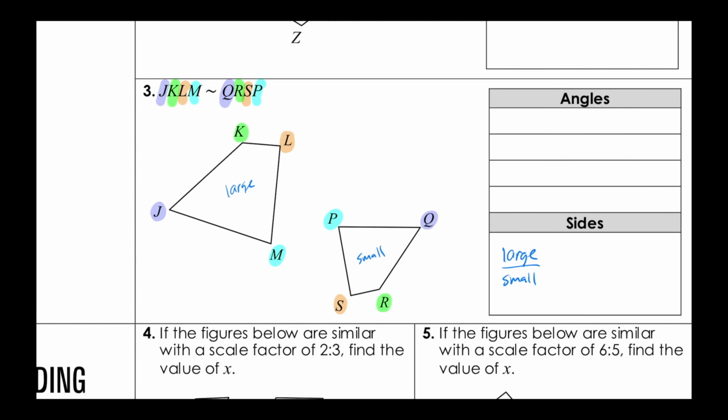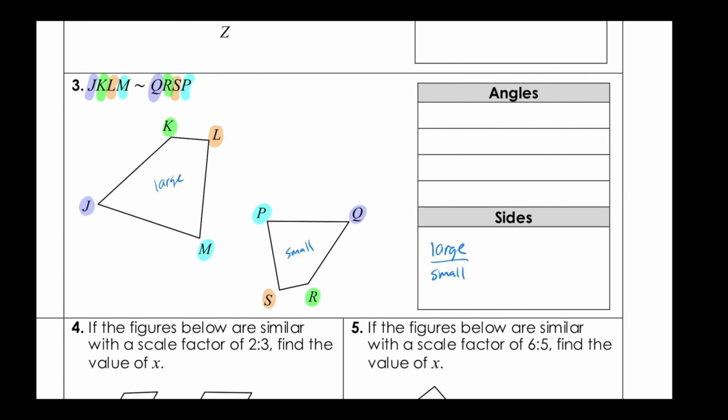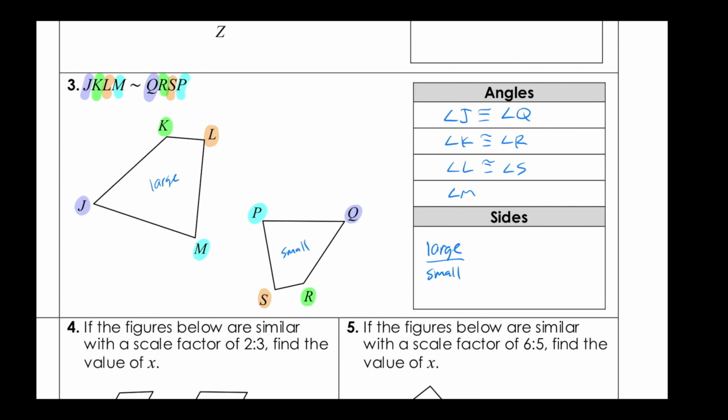So now I know. The angles are easy. Angles are just what match, purple with purple. Angle J is congruent to angle Q. Angle K is congruent to angle R. How do I know that? Because they're both green. They're both matching in the similarity statement. Angle L, orange, is congruent to the other orange, angle S. And which one did I not do? I didn't do the blue. Angle M is congruent to angle P because they're matching up on the similarity statement.